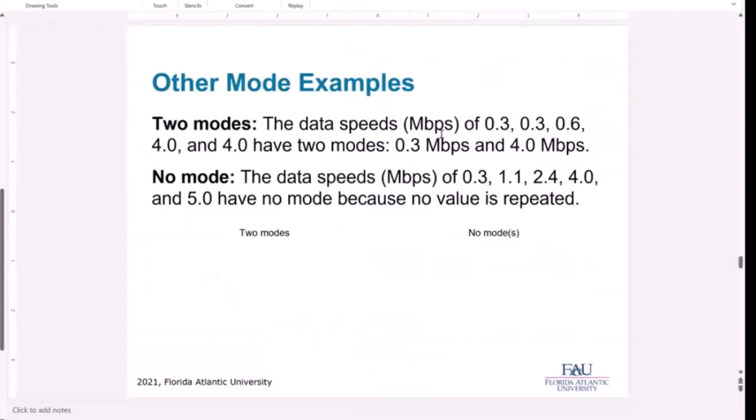The data speed in megabits per second of 0.3, 0.6, 0.6, 4.0, and 4.0 have 2 modes because 0.6 occurs twice and 4 occurs twice. And so I have 2 modes. And just as I said before, no mode because there's no value here repeat.